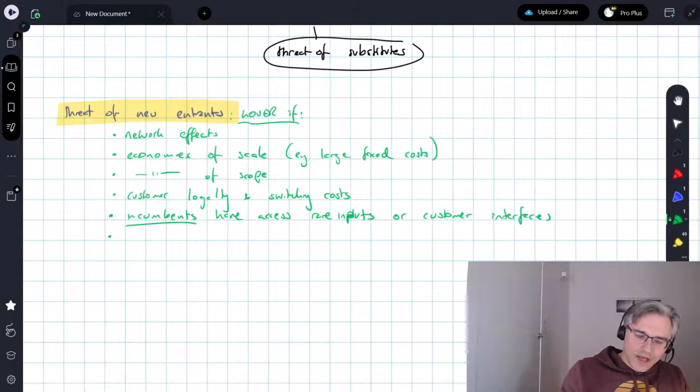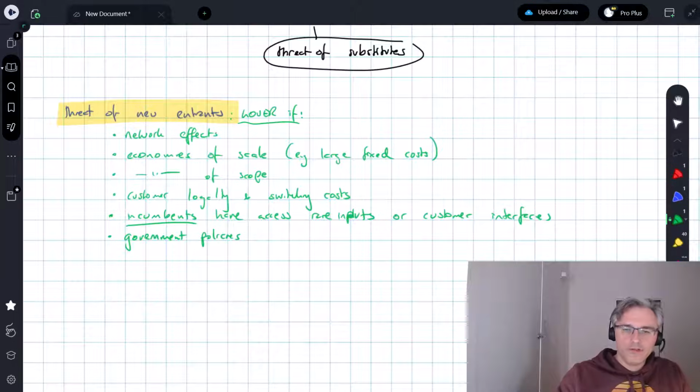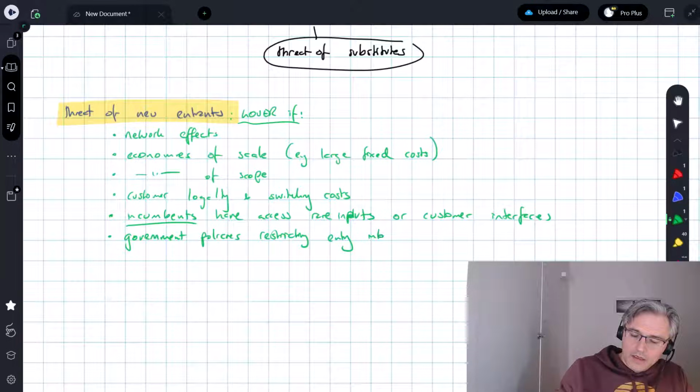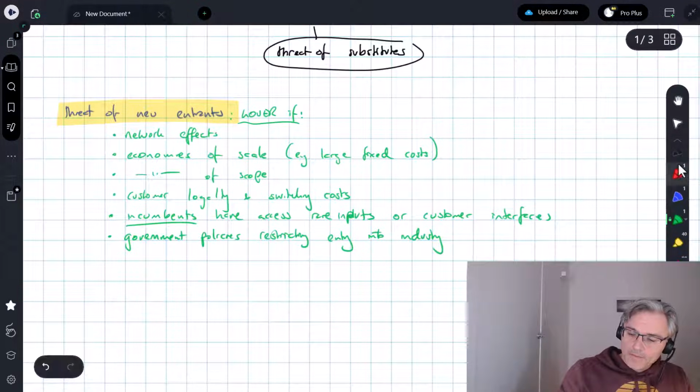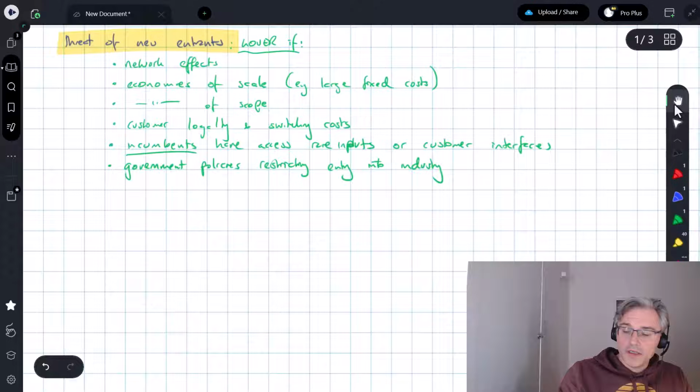And above that, there may be government policies which, for one reason or another, restrict entry into an industry. Restricting entry into an industry in the name of protecting domestic players, domestic producers, for example, or in the name of the industry being strategic, like defense.